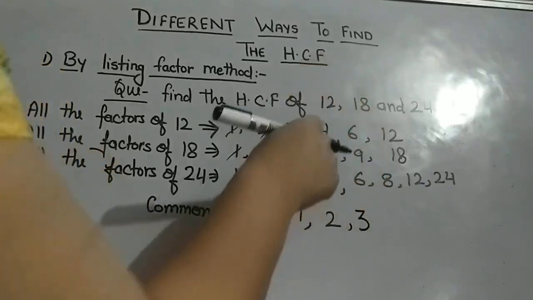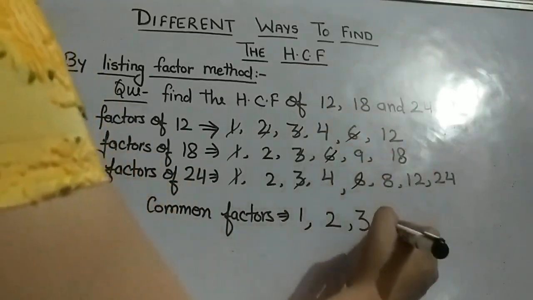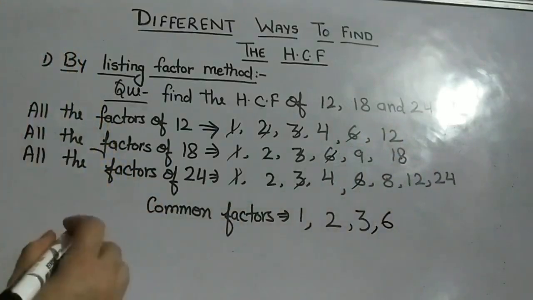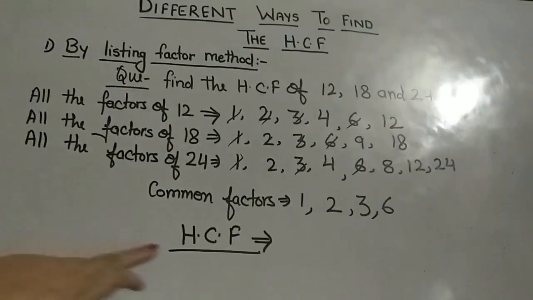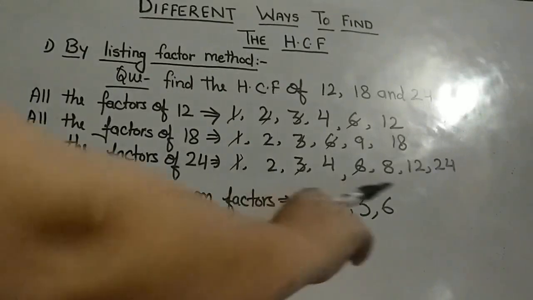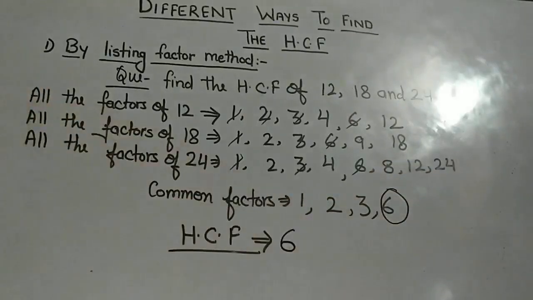Now 4 is not common in all. 6, 6 and 6. So 1, 2, 3 and 6 are the common factors. As you all know, HCF stands for highest common factor. So what is the highest common factor here? It is 6. So our HCF is 6.